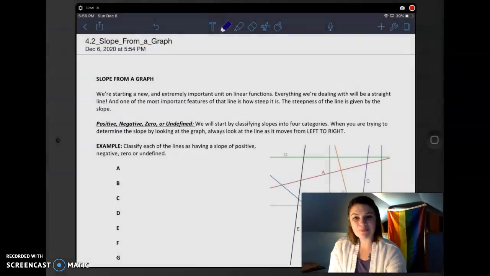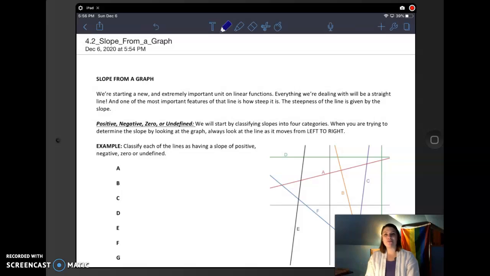And right now this video is to help you do the 4.2 assignment. So let's take a look. The 4.2 assignment is called Slope from a Graph.